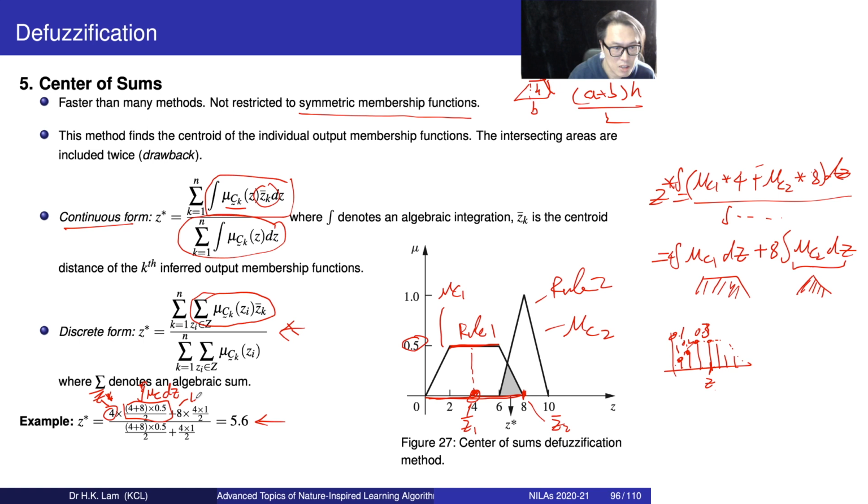So this is Z bar. 4 times 1, it is mainly because the base right here is 4, times the height of this triangle, that is 1, divided by 2, this is the area of the triangle. Okay, and then the denominator is the sum of the area of the trapezoid, plus the area of the triangle, and then we come up with 5.6. So this is the 5th method.